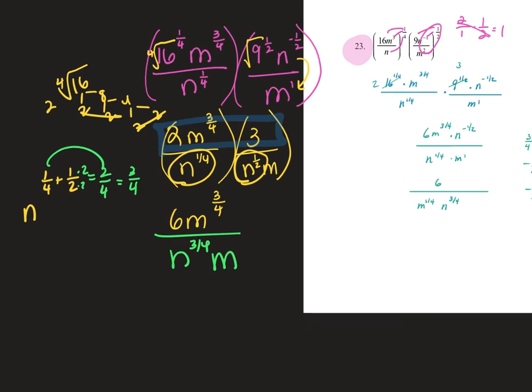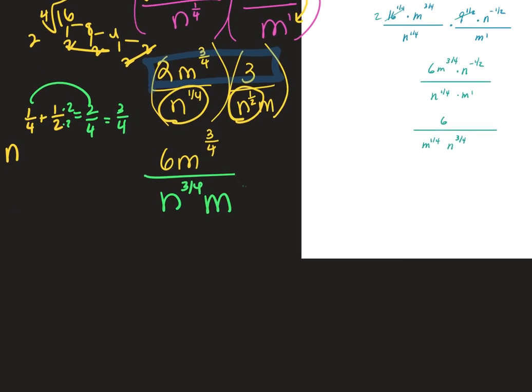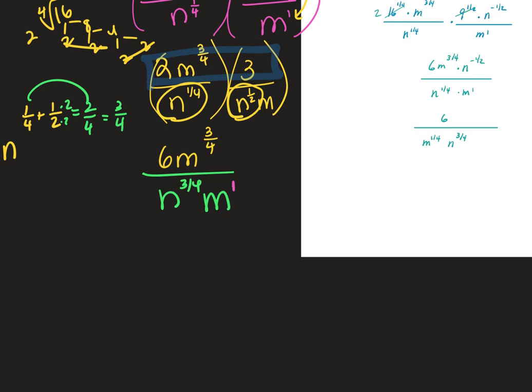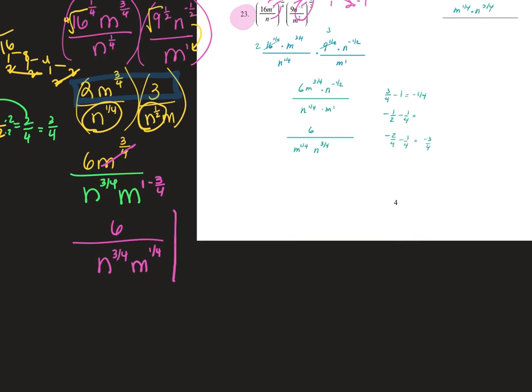The last thing you have to do is there's an m in the top and an m in the bottom. 1 is bigger than 3/4. So I would do 1 minus 3/4. Keep it where it's larger, which is in the denominator. So n to the 3/4, and 1 minus 3/4 is 1/4. So you could keep it like that. You could have also put it in radical form, but I would say leave it like that. It's one less step you have to do.